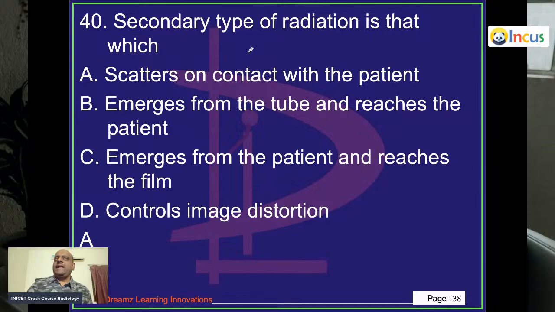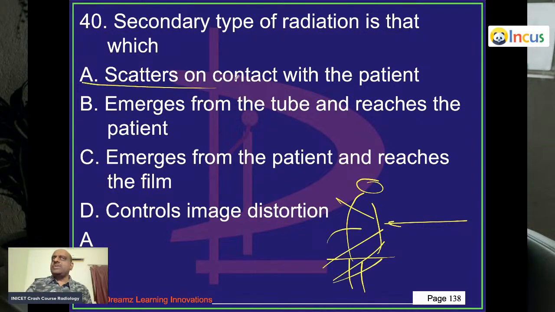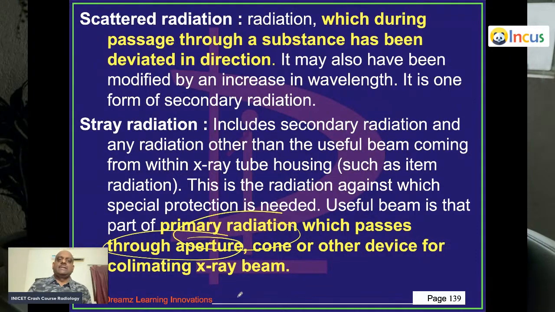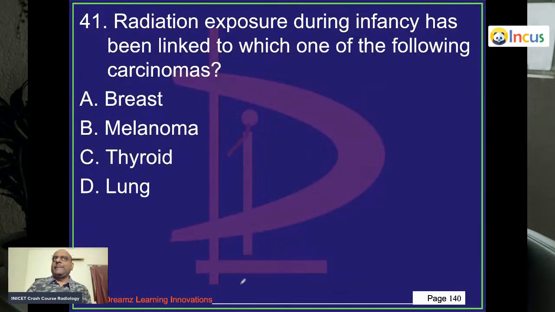Secondary type of radiation means what? Whenever the radiation hits the patient, there is a scattering. That which scatters on contact with the patient is called secondary radiation. Primary radiation passes through the aperture, is what you need to remember.